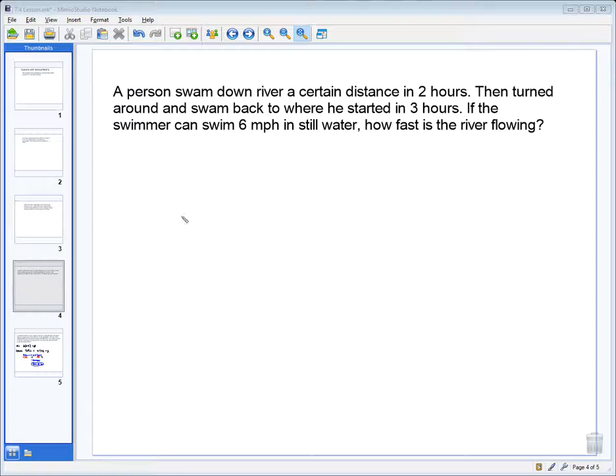This is a question that most students struggle with because they don't remember the equation: the distance is equal to the rate multiplied by the time. They also don't recognize that we have two different rates. We have the swimmer and we have the river, the current. So I like to use x for how fast the swimmer is going, and y for how fast the river is going. So really, I have two rates, x and y.